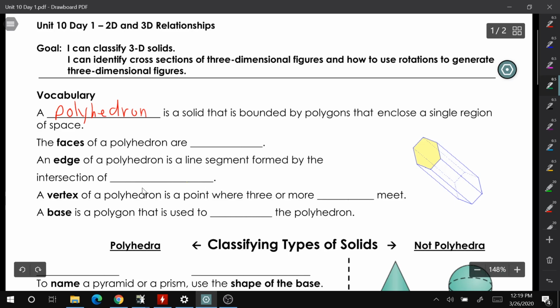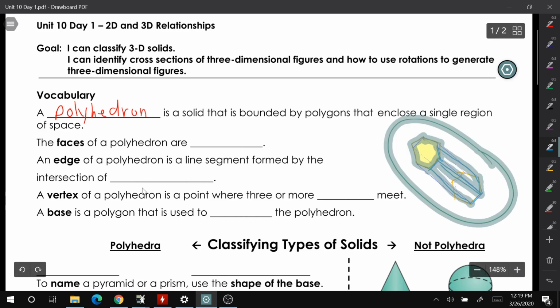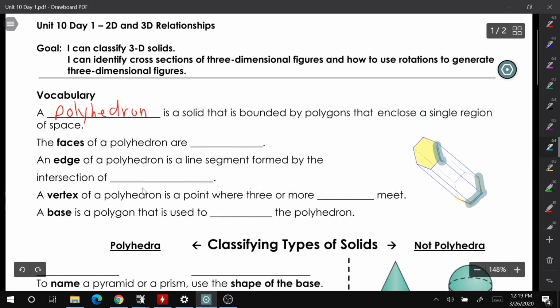So if we look at the picture over here, this whole shape is a polyhedron. We have hexagons here, and then we have rectangles connecting the two hexagons. So all that encloses a region of space. So that's what a polyhedron is. It's just a fancy math word.